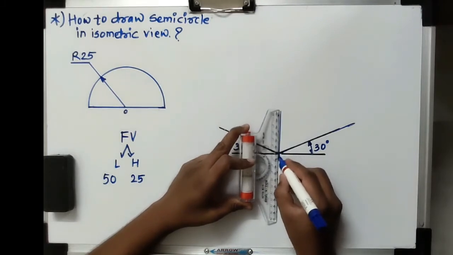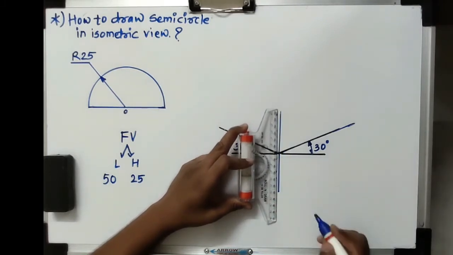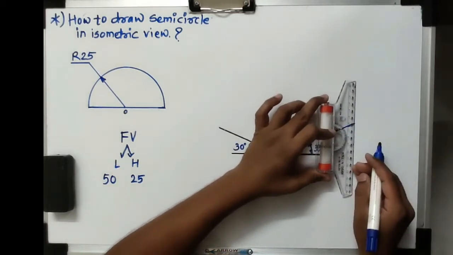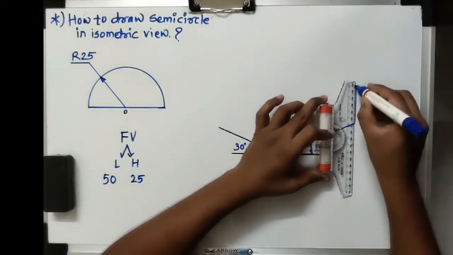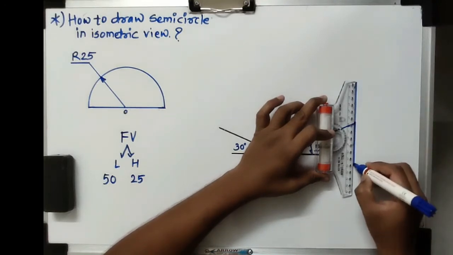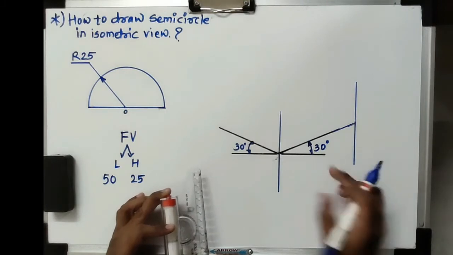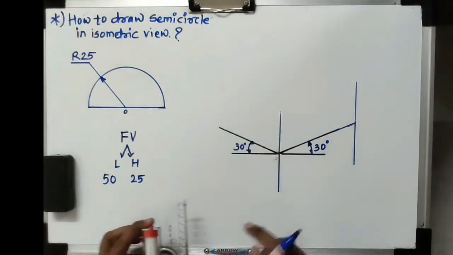We have to represent below the reference line, in this way. Likewise, from the other end also we have to represent the same height, that is 25 mm on the upper side and 25 mm on the lower side. Somewhat on the lower side we have to draw the lines for completing or drawing this semicircle in the isometric view.